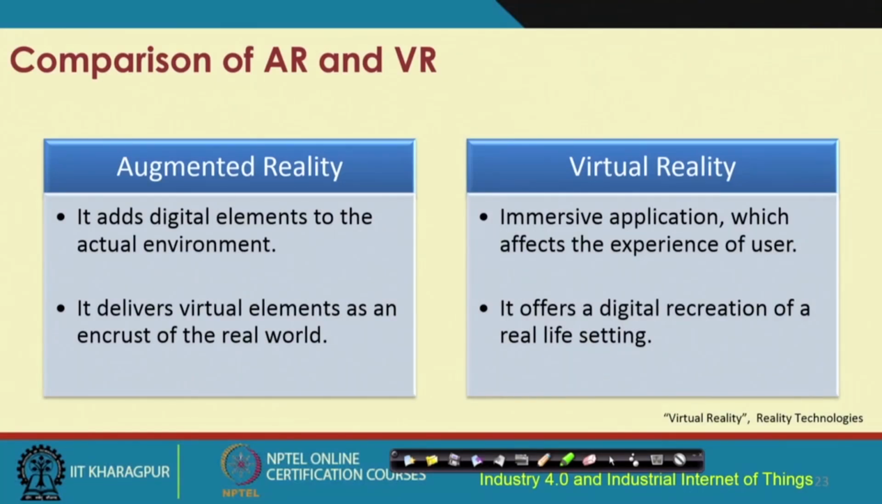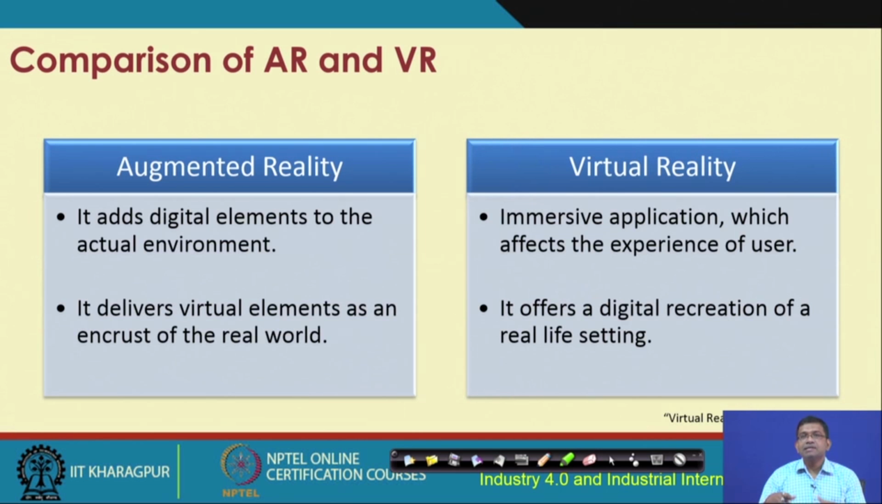In virtual reality, on the other hand, a complete or partial immersive experience is obtained by the user. The user feels that they are operating immersed in the physical environment, but actually it is not a physical environment; it is a virtual environment. The user feels they are in the real physical world, which is not correct, because it is not the real one but a simulated one. So, virtual reality platforms offer a digital recreation of a real life setting.